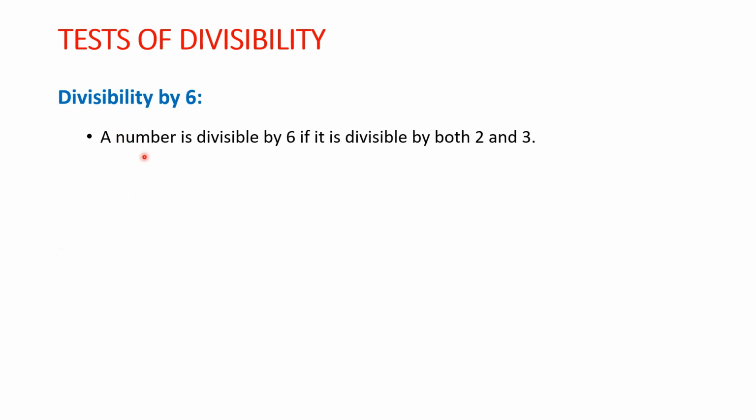Divisibility by 6. A number is divisible by 6 if it is divisible by both 2 and 3. To check whether the given numeral is divisible by 6, first we have to check whether the given numeral is divisible by both 2 and 3. If it is divisible by both 2 and 3, then the given numeral is also divisible by 6. And in some cases, it will not be divisible by 2 or 3. Then that given numeral is not divisible by 6. It has to be divisible by both 2 and 3.